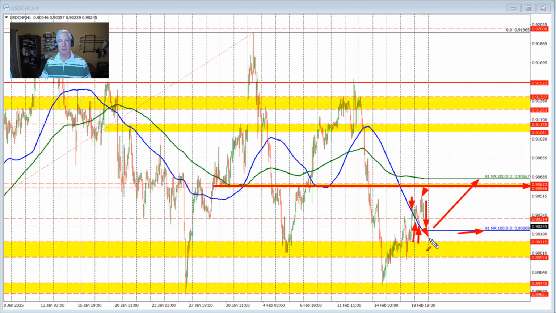Alternatively, if we do break below that level, the sellers are back in control, and I expect the buyers to turn back to sellers again and start to probe toward our lows, which includes the swing area on the downside between the 0.908965 and 0.8974 as a possibility going forward.